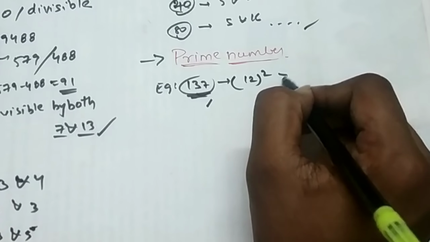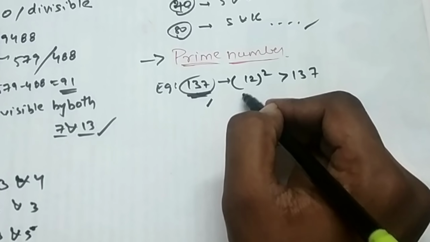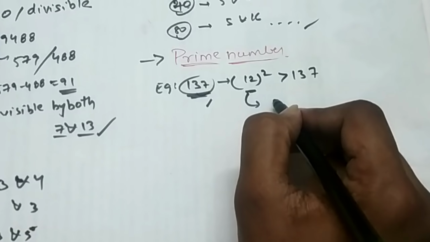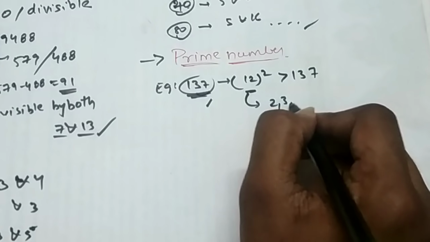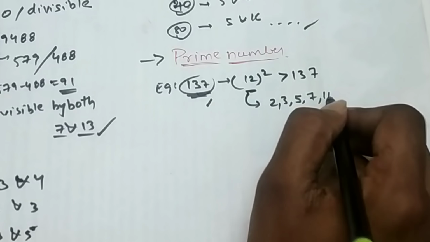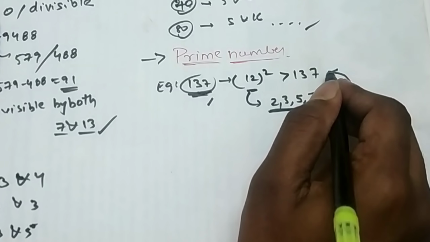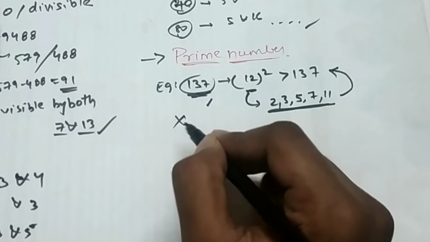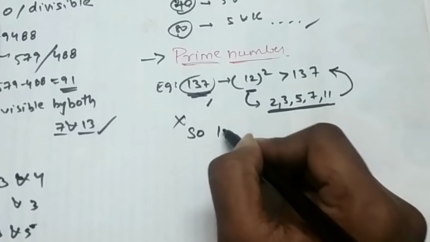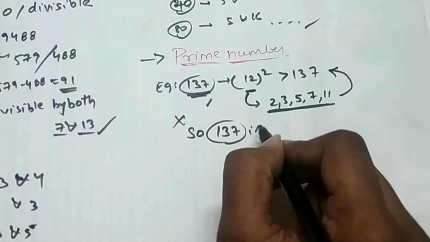The square should be greater than 137, and the multiples to check will be the primes below 12: 2, 3, 5 and 7, and we will see whether any of these divide 137. No, 137 is not divisible by 2, 3, 5, 7 or 11. So 137 is a prime number.